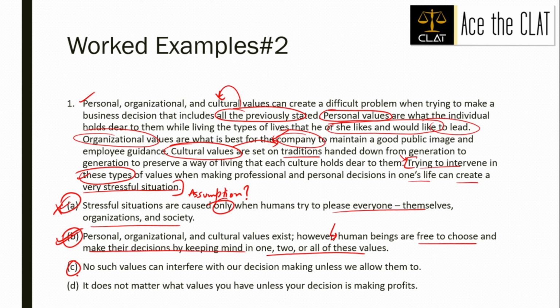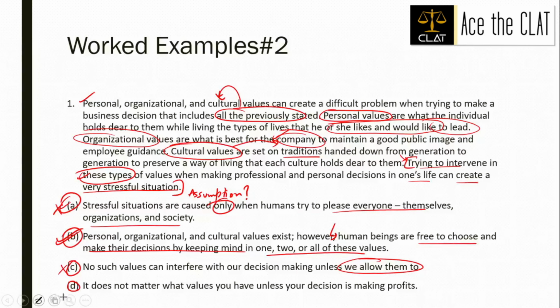C says no such values can interfere with our decision making unless we allow them to. Negating this statement will not affect the argument, because the author is saying that these three values interfere, but he does not assume anything related to whether this interference is happening voluntarily or involuntarily. He does not say whether it is in our control or not. That is not the point of the argument, or in other words, this is not our assumption.